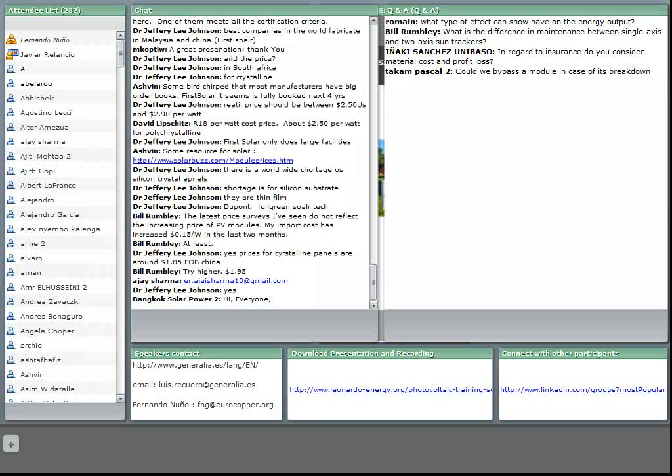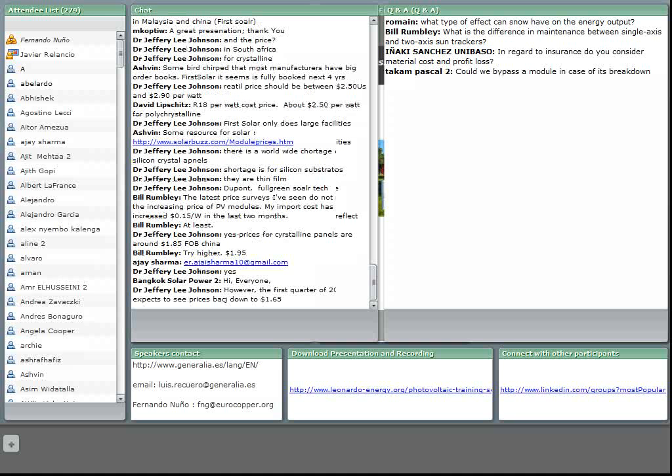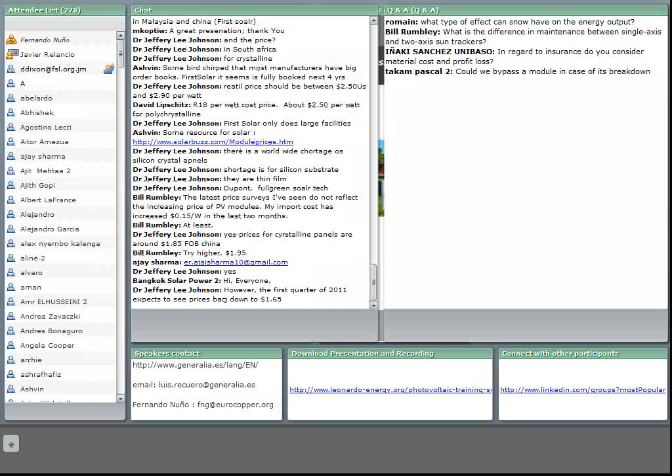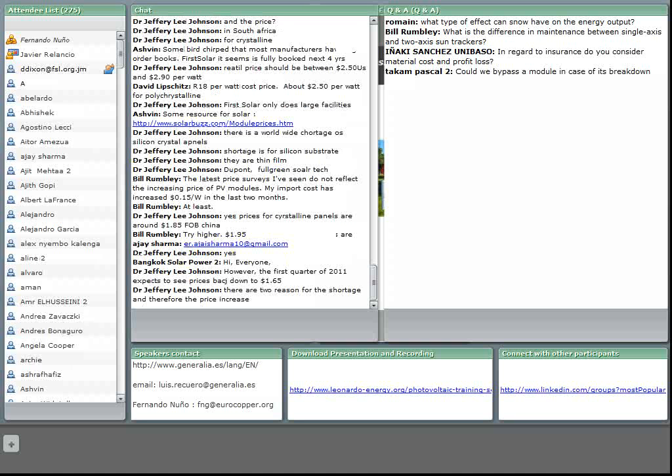So here we have another interesting question from a user who is asking if we can bypass a module in case of breakdown. Well, normally we cannot do this kind of solution because we might decompensate the array of modules. So we might get a different voltage from that array than the voltage that we have in different arrays, as the modules are connected in series and parallels.